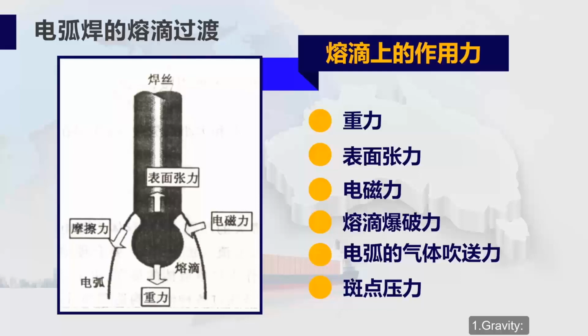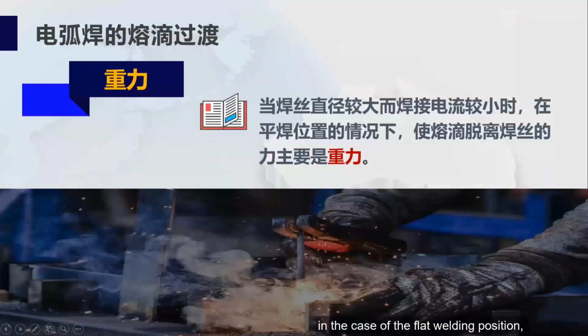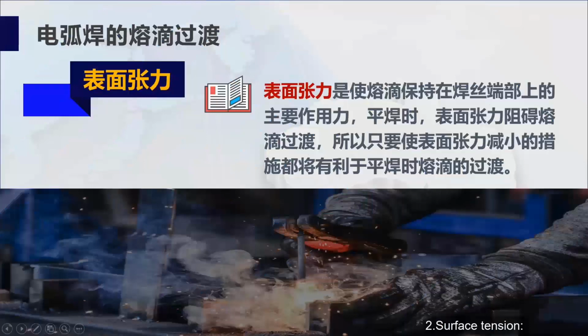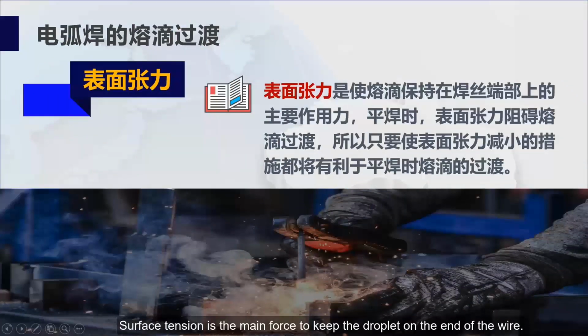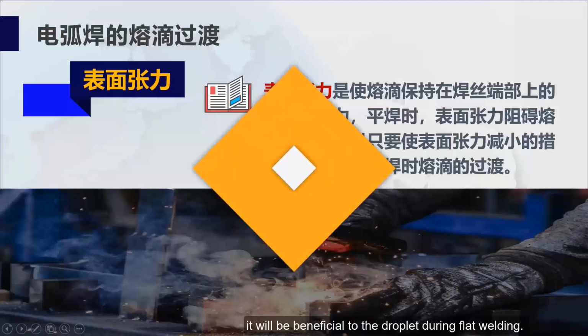1. Gravity. When the diameter of the welding wire is large and the welding current is small, in the case of the flat welding position, the force that makes the droplet detach from the welding wire is mainly gravity. 2. Surface tension. Surface tension is the main force to keep the droplet on the end of the wire. During flat welding, surface tension hinders the transfer of the droplet, so as long as the surface tension is reduced, it will be beneficial to the droplet during flat welding.